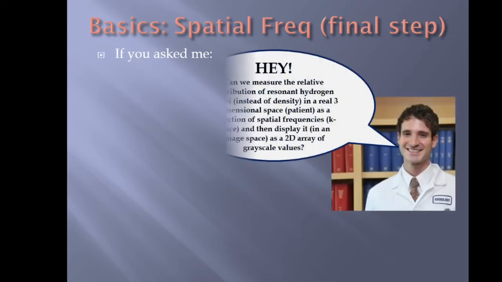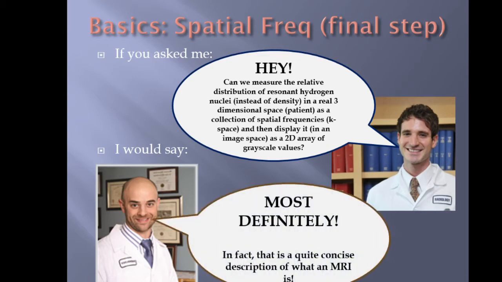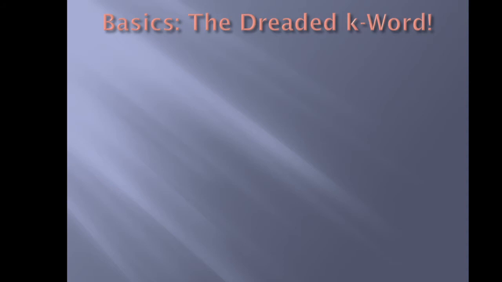So, Steve, if you ask me, can we measure the relative distribution of resonant hydrogen nuclei instead of density, like we talked about, in a real three-dimensional space, say a patient, as a collection of spatial frequencies, which later we'll learn is Kspace, and then somehow transform it, also talk about that, into an imaging space as a 2D array of grayscale values? Can we do that? I would say, well, yeah, of course. In fact, that is one of the most concise descriptions of MRI I've ever heard. Good job, Steve. And that's why I want to talk about all these things, because if you really think about the process of what we're doing, sometimes it can help guide you conceptually.